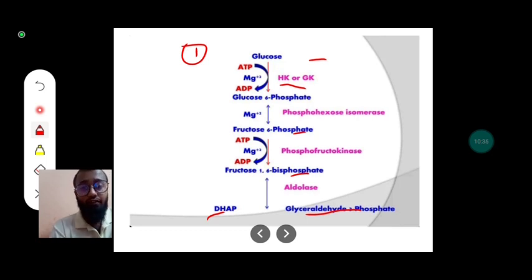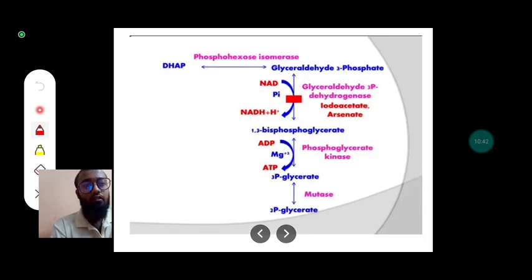These two molecules are very important for movement into the second phase of the glycolysis. So before moving to the second phase, we require two molecules of glyceraldehyde 3 phosphate. So we get only one molecule. So how will we get the two molecules? The dihydroxyacetone phosphate, you remember, is the product of conversion of fructose 1,6 bisphosphate.